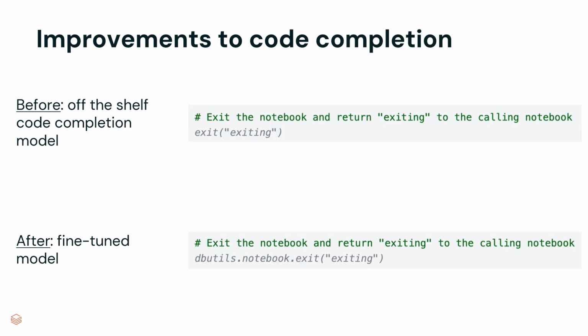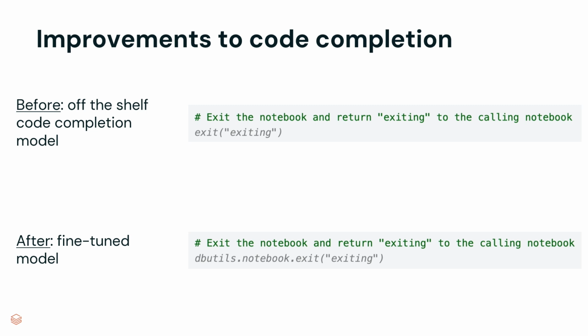Another improvement I want to call out is changes to code completion. We know you're in Databricks, right? And if you're in a notebook and you add a comment that says, exit the notebook and return exiting, a standard off-the-shelf code completion model might just add the function or suggest the function exit. But because we know you're in Databricks, we've actually fine-tuned the model to provide better and more contextual results. So in this case, our model would return dbutils.notebook.exit, providing the right functionality. And this applies across many different use cases where we optimize which off-the-shelf model we use or how we fine-tune a model and what context is provided to get the best results.